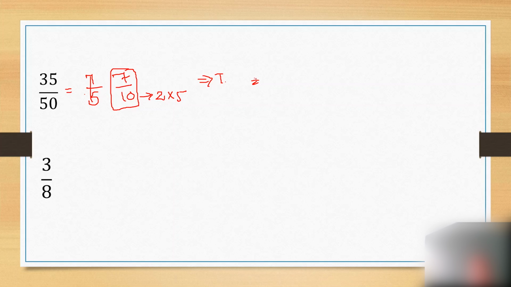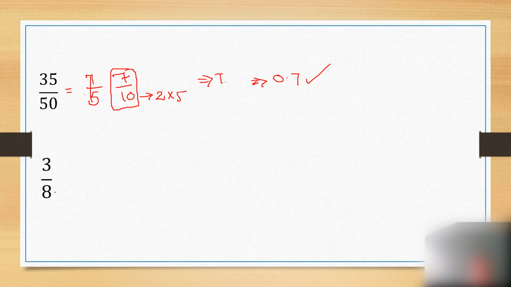Let's discuss one or two examples for that. The very first example is 35 divided by 50. First we are supposed to convert this into its lowest form. There should be no common factor between them. So we divide by 5, and this is 7 by 10. Now, as this denominator has just the factors 2 and 5, it has a terminating decimal. We can convert this into decimal form also, and this is 0.7. This is a terminating decimal. Now let's consider one more example, 3 by 8.